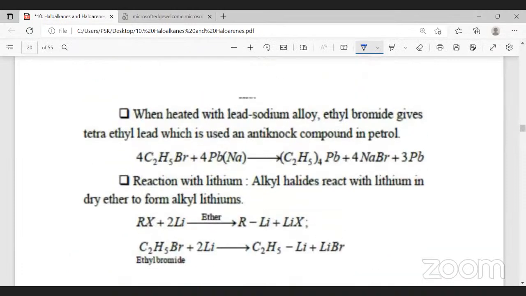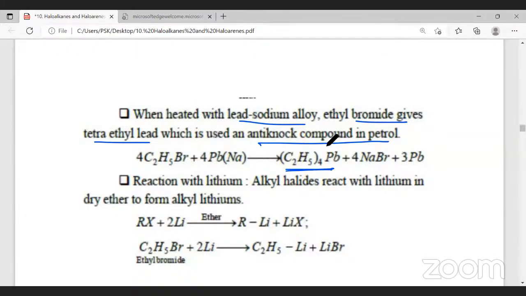Now, similarly, you can see here, these all are called what? Organometallic compounds. Now, when heated with lead sodium alloy, ethyl bromide gives tetraethyl lead, which is used as an anti-knocking compound in petrol. So tetraethyl lead, (C2H5)4Pb. This is called an anti-knock, which will prevent the knocking in the piston in the engine. That's called anti-knocking agents. So, tetraethyl lead.